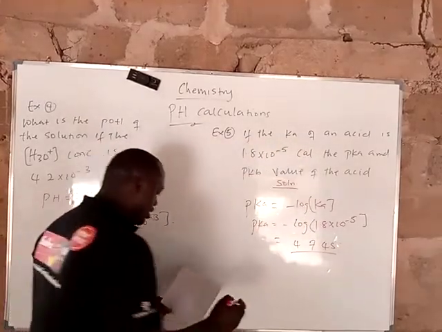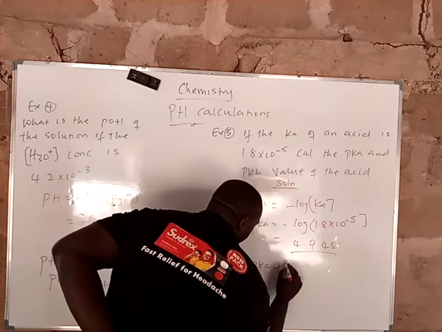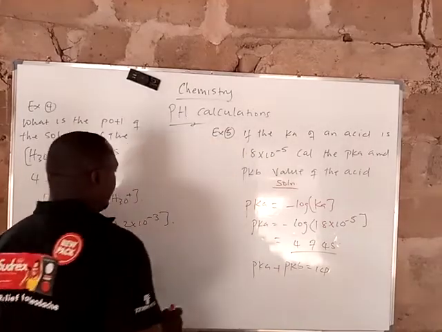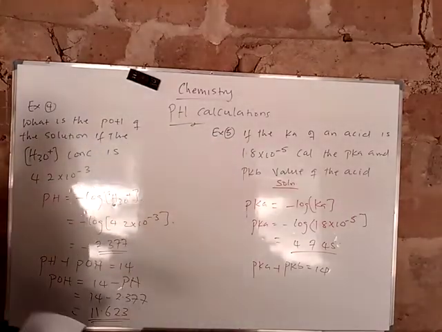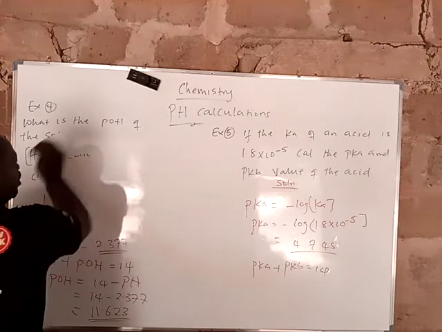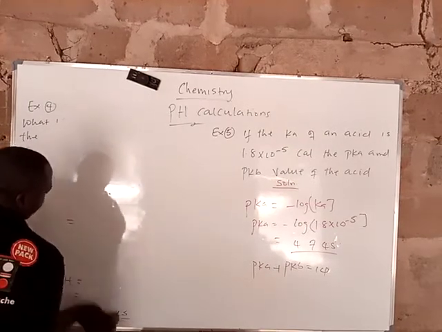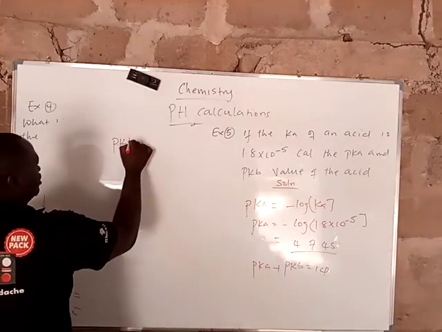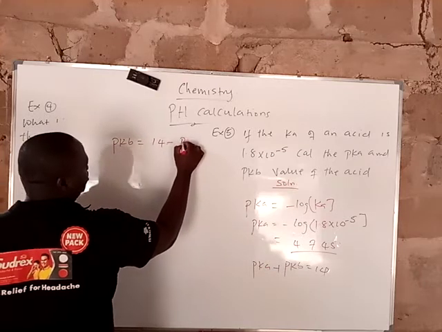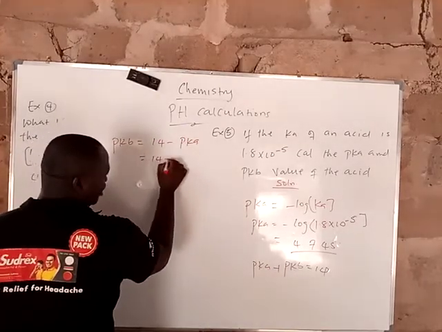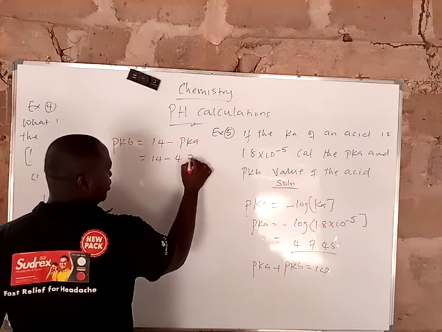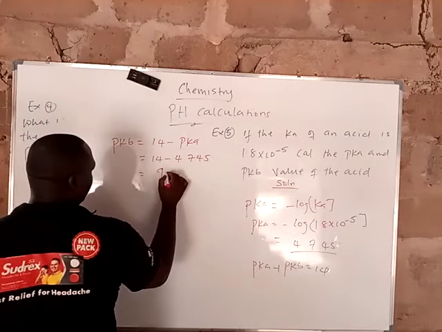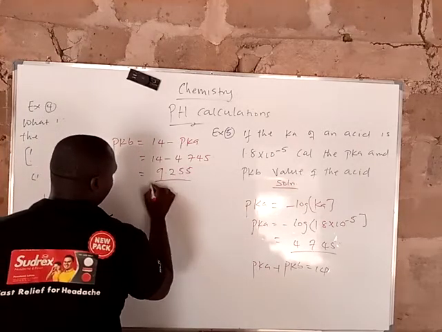For the pKb, remember that pKa plus pKb is equal to 14. So for me to calculate my pKb, all you need to do is make pKb the subject of the formula from the equation. So my pKb is equal to 14 minus pKa, which is 14 minus 4.745. This will give you 9.255, and that is the answer.